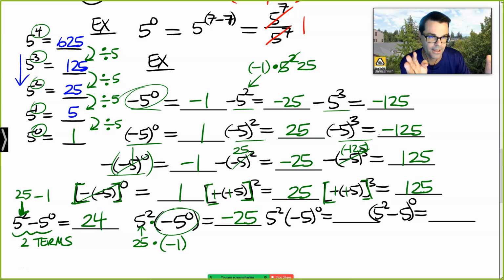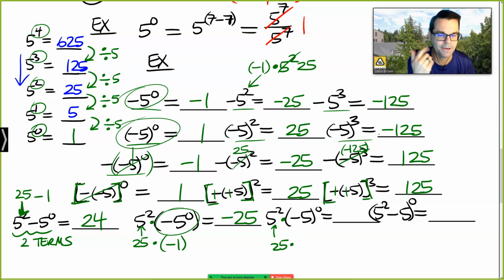Now, if I shift that parentheses from outside the 0 exponent to inside, this is going to change it again. It's still multiplication, but now it's 25 multiplied by negative 5 to the 0, which we saw was positive 1. So now it's 25 times a positive 1, positive 25.